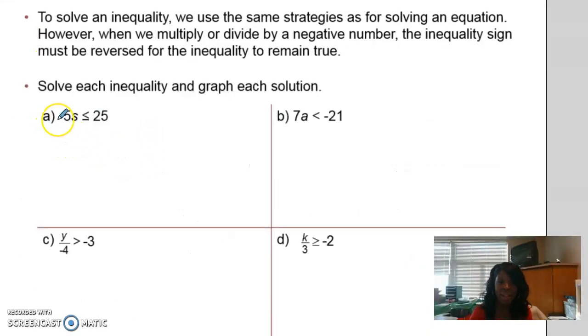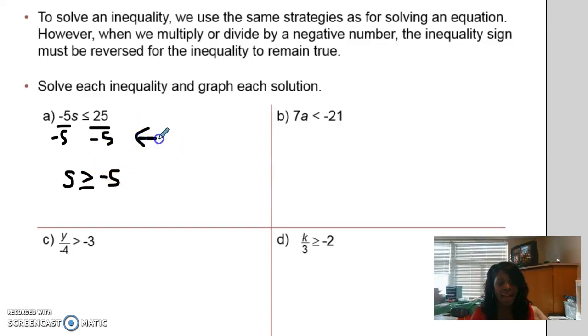All right, so here we have negative 5 times s is less than or equal to 25. Because we're multiplying the variable by a negative number, we need to, in fact, switch the direction of the sign when we get our answer. So let's divide both sides by negative 5. Negative 5 divided by negative 5 is s. But because we're dividing by a negative, we need to switch the direction of the sign. s is greater than or equal to negative 5 instead of less than, because we're dividing by a negative.